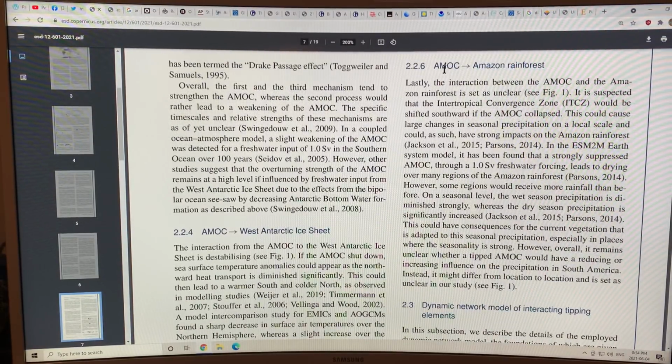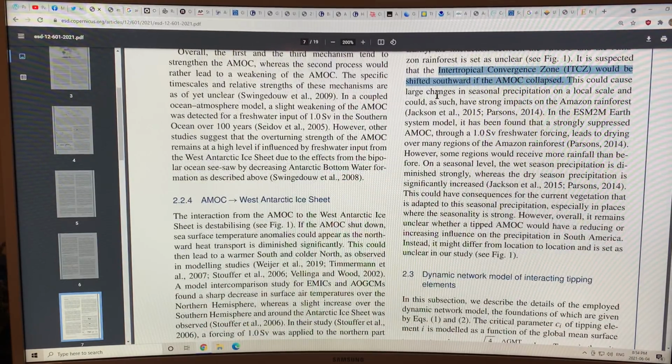And of course, if the AMOC reduces and shuts down, the equator gets warmer, so the intertropical convergence zone will shift southward, and this can cause large changes in seasonal precipitation on a local scale in the Amazon rainforest. The net effect is not clear, but some regions will receive more rainfall than before, other regions less. On a seasonal level, wet season precipitation in the Amazon rainforest will be diminished strongly if the AMOC collapses, whereas the dry season precipitation is significantly increased.